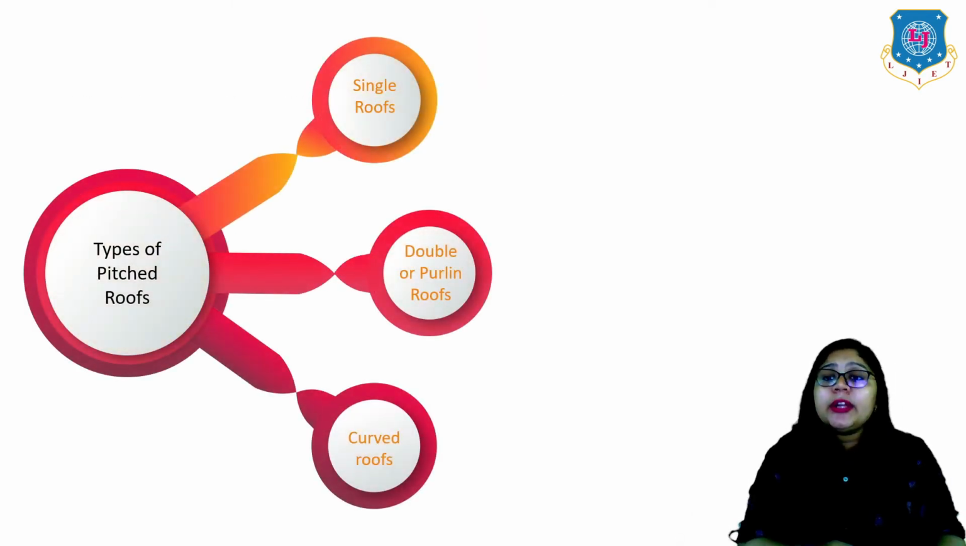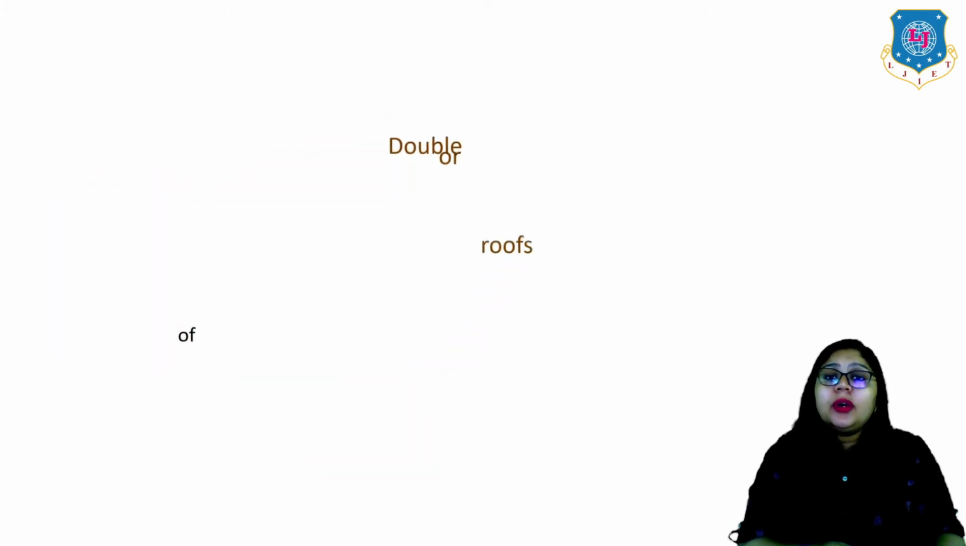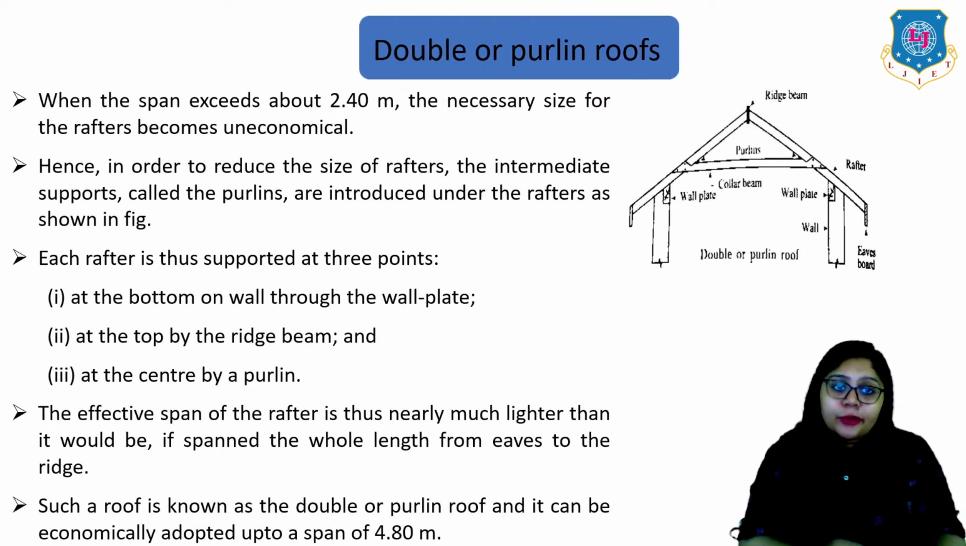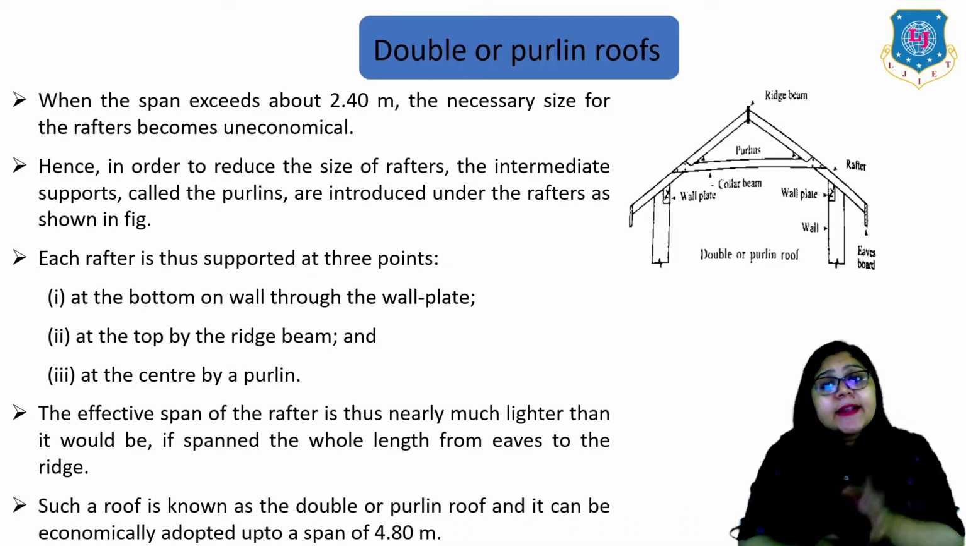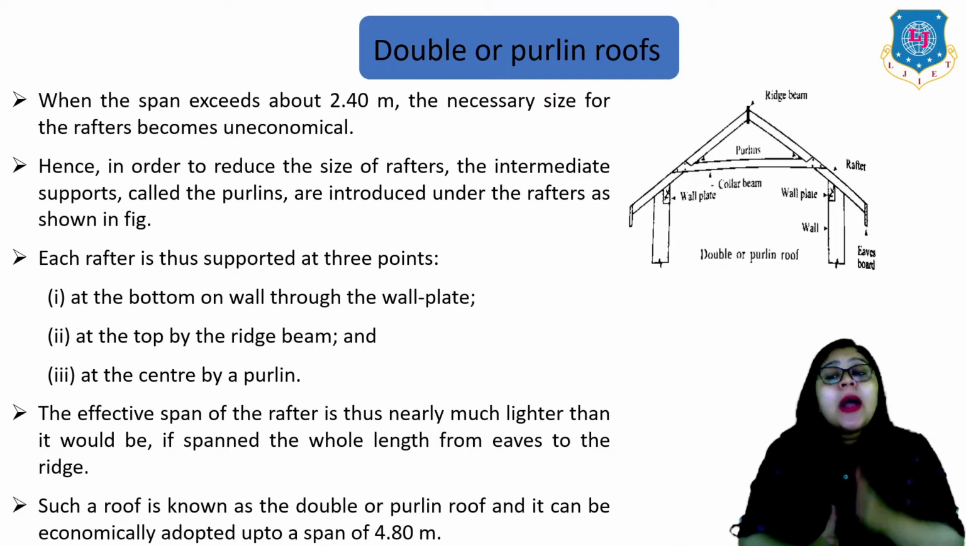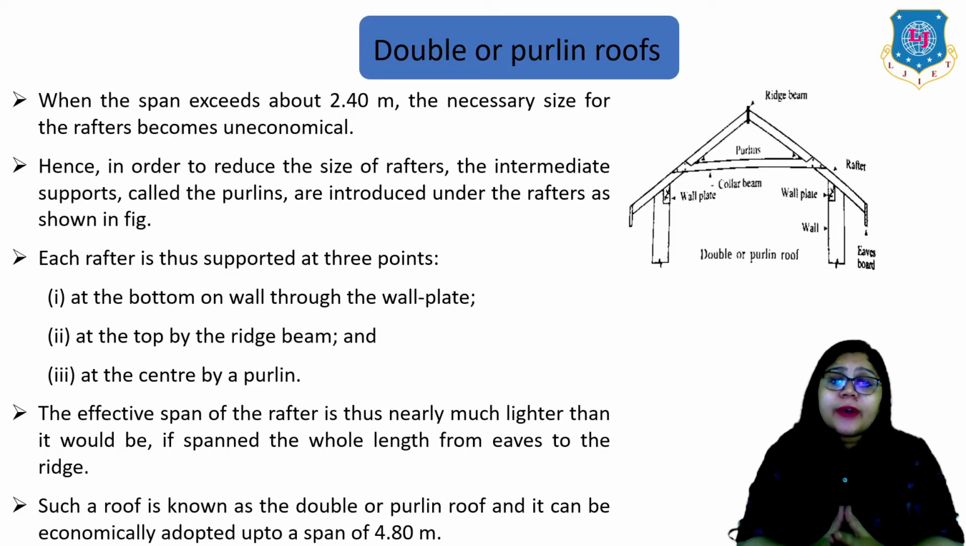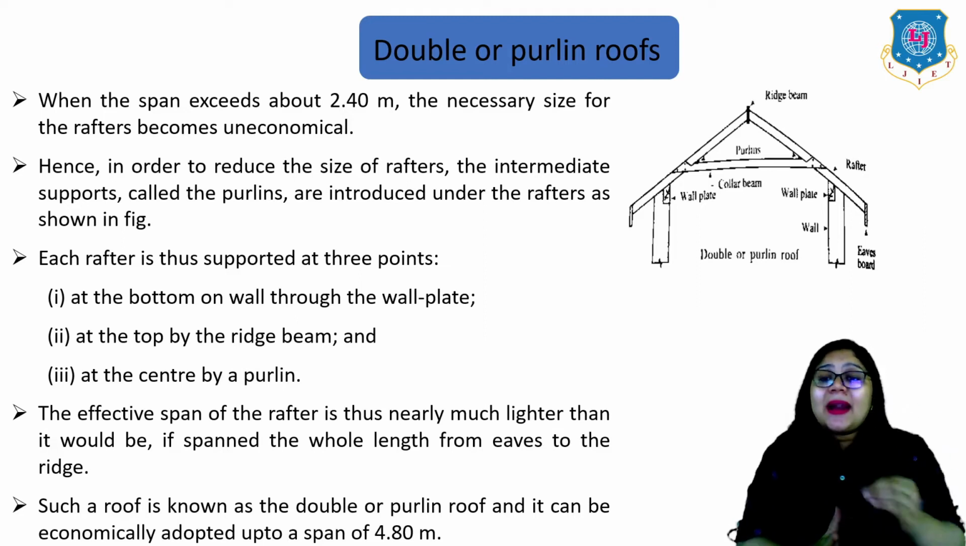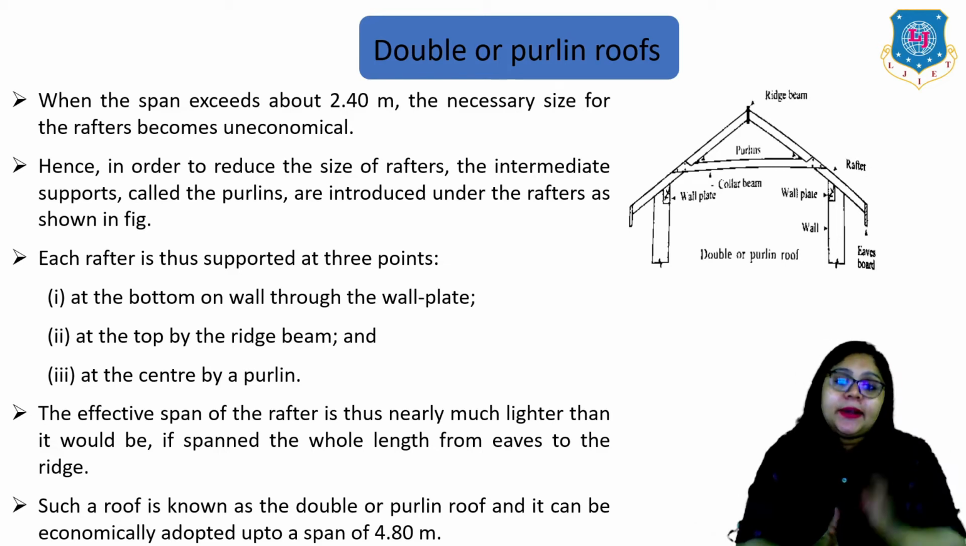So let us move to the second type of pitch roof, which is the double or collar roof. When the span exceeds about 2.40 meter, the necessary size for rafters becomes uneconomical. Hence, in order to reduce the size of rafters, intermediate supports called purlins are introduced under the rafters as shown in the figure. Each rafter is thus supported at 3 points: first at the bottom, second at the top and third at the center.